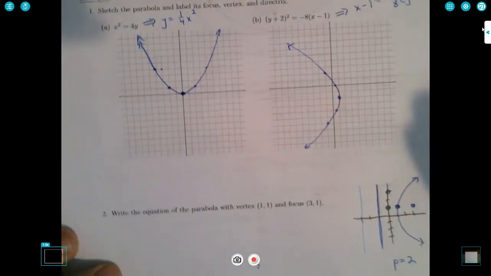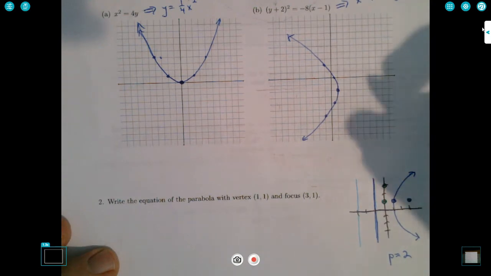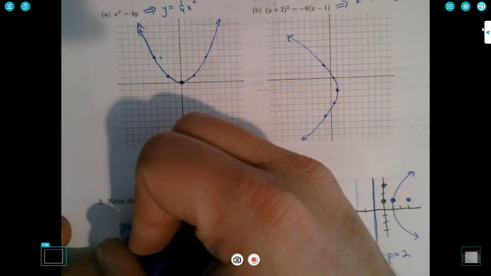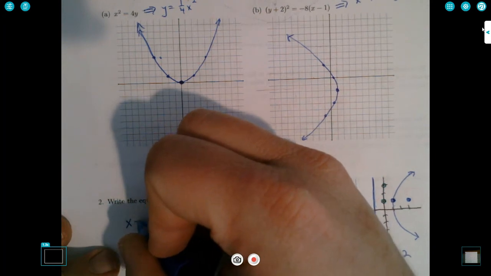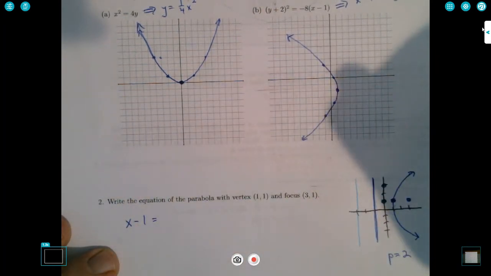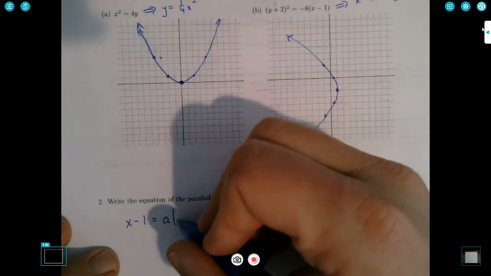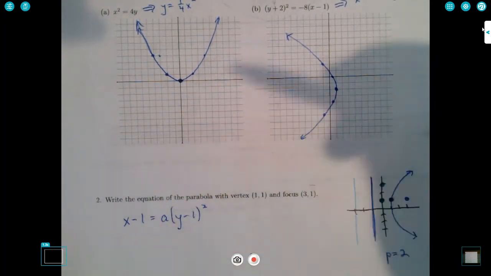So I know that this thing has to look like the vertex is at 1, 1, so it would look like an x equals y squared thing because it opens right. So we would get x minus 1 equals a times y minus 1 squared. So you get your vertex at 1, 1. You get it opening right as long as a is positive.